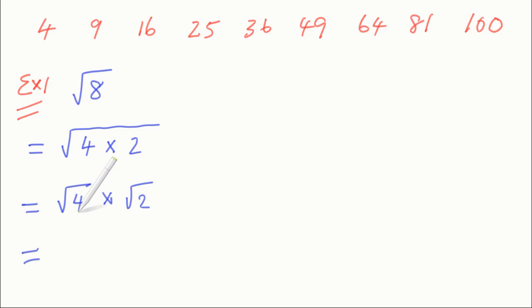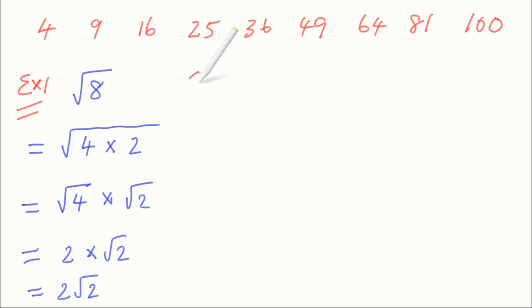And what is the square root of 4? That's equal to 2. 2 times root 2 is the next step, and that's equal to 2 root 2, which means 2 times root 2. So even though this step here is correct, you would write your answer as 2 root 2.